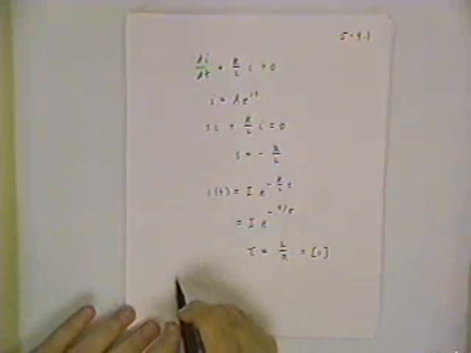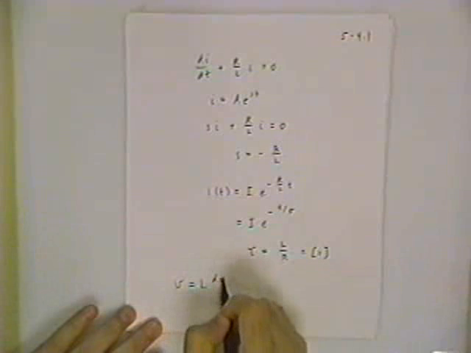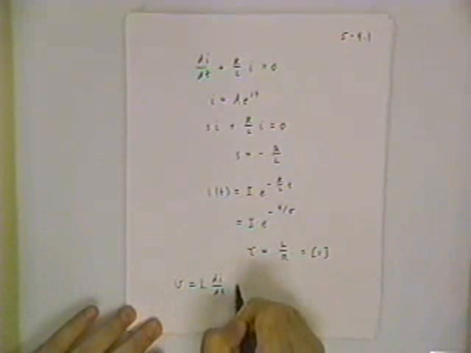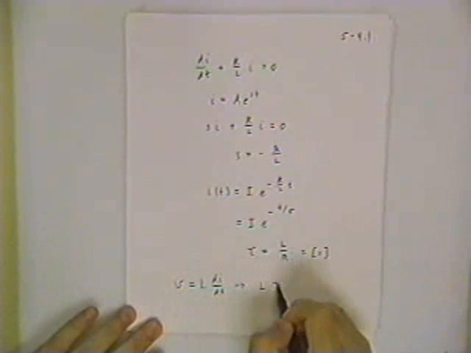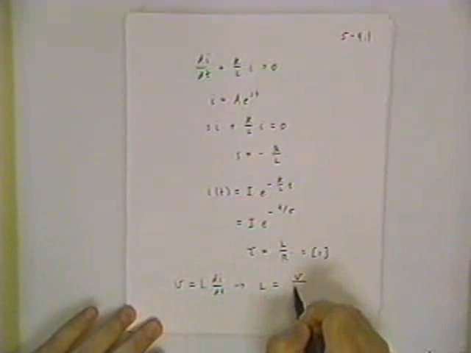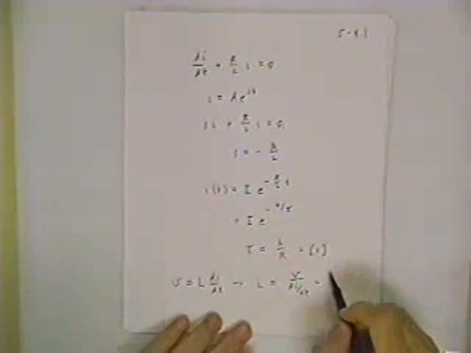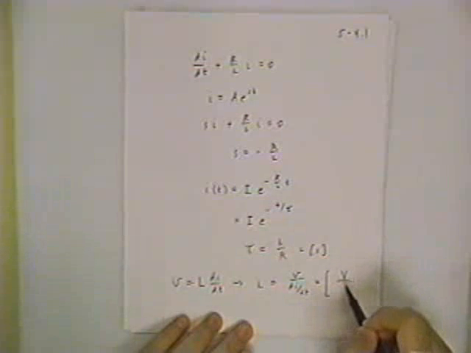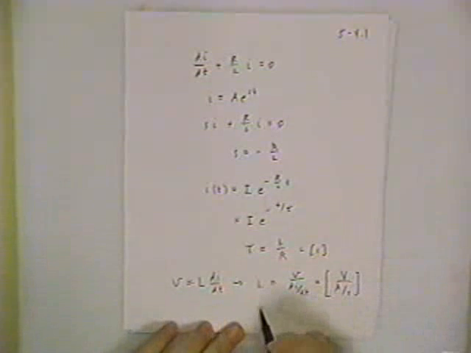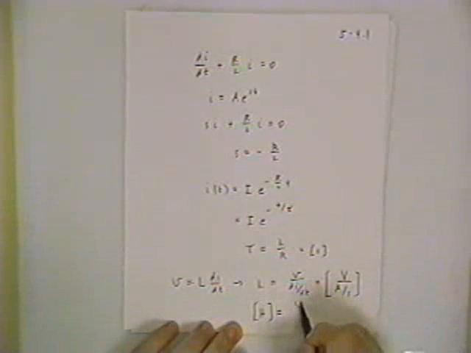It's a handy trick from the linear model. If you remember, V is L di/dt. Then you think of that as inductance being a ratio of voltage to rate of change of current. So a unit of inductance would be units of volts divided by amps per second. Or if you like, a unit of Henry is a volt second per amp.